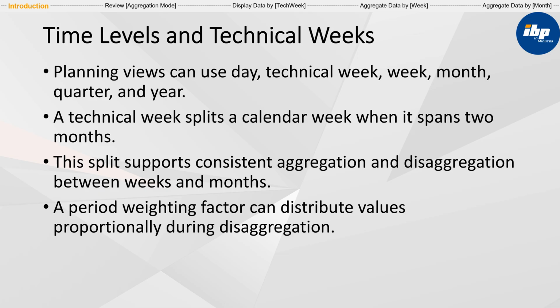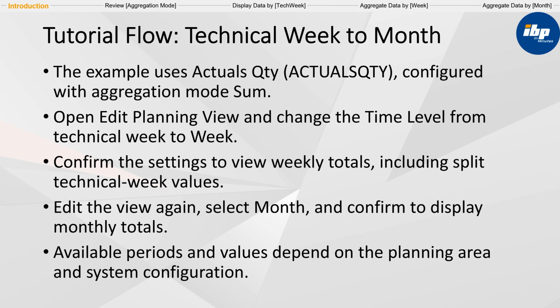Next, review the time level context. Planning views can display periods such as day, technical week, month, quarter, and year. A technical week can split a calendar week when the week spans 2 months, which supports consistent aggregation and disaggregation between weeks and months.